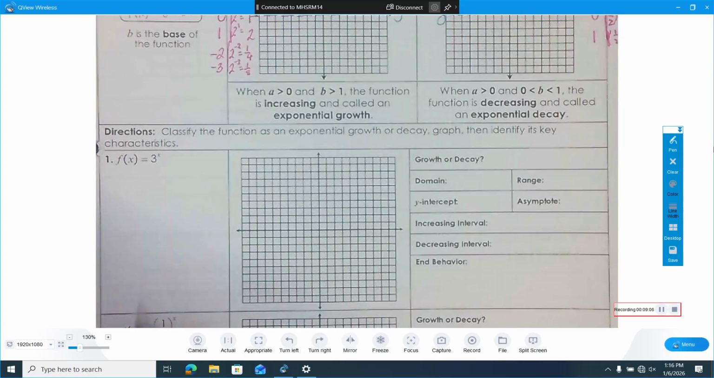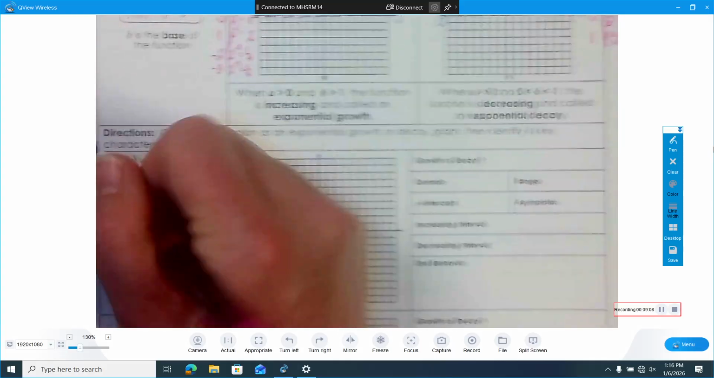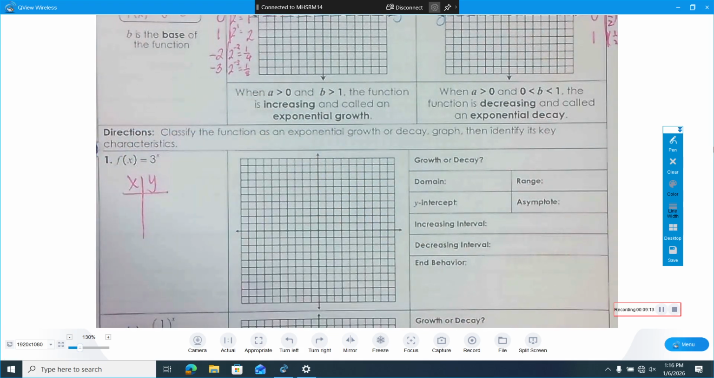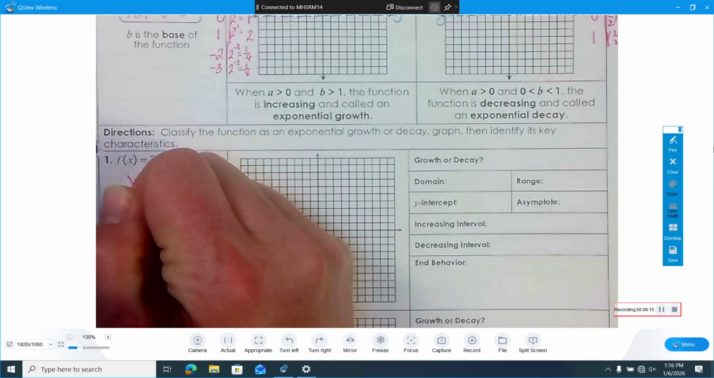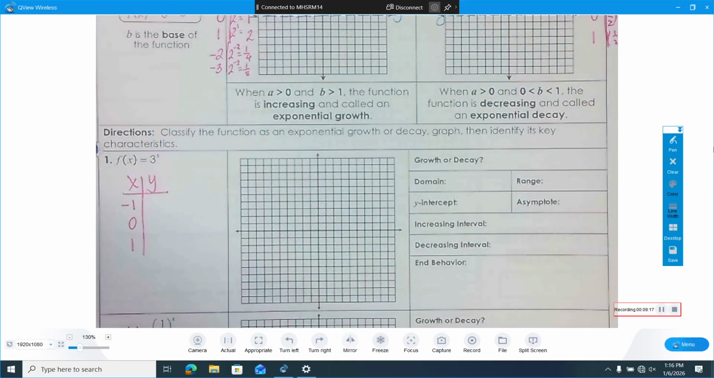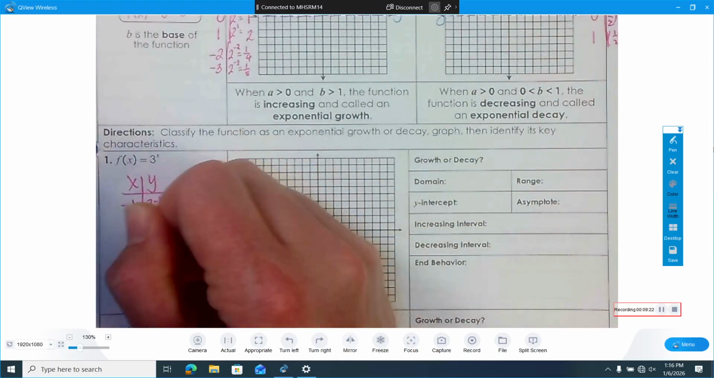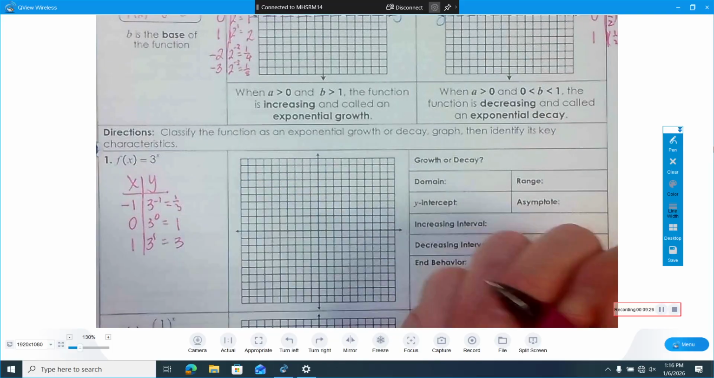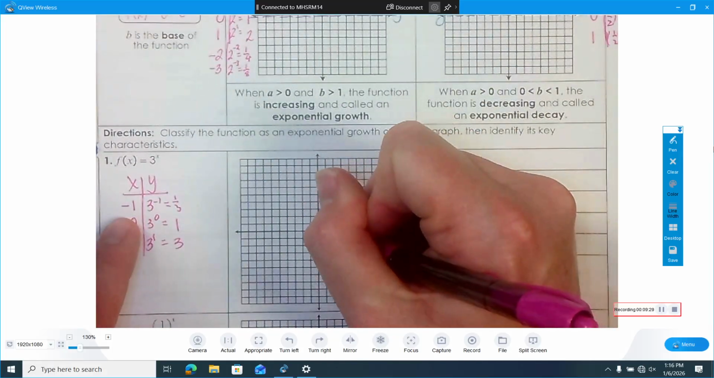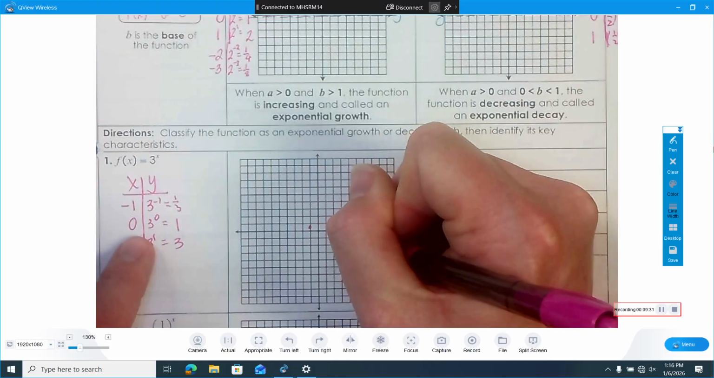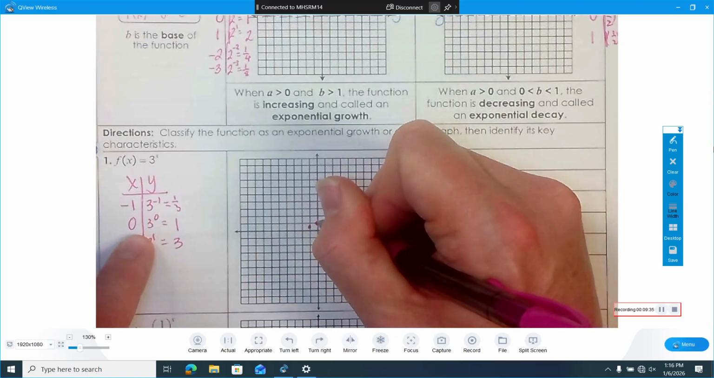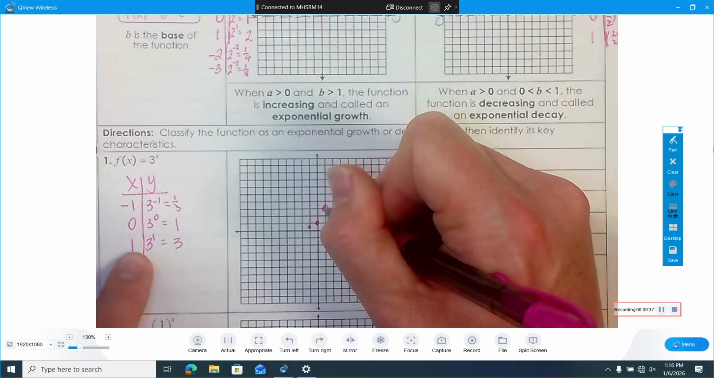We have f of x equals 3 to the x. And again, I'm going to say, hey, let's just really easy make a little xy chart. And I'm just going to use -1, 0, and 1. What is 3 to the -1? 1/3, good. What is 3 to the 0? 1. And what is 3 to the first? 3. So now I've got easy ordered pairs to graph. -1, 1/3. 0, 1, and 1, 3.